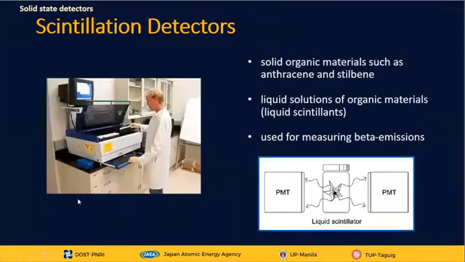Another type of scintillation detector can use organic materials such as anthracene and stilbene. These are liquid solutions of organic materials. We call them liquid scintillants. Here we have the scintillation material coupled with a photomultiplier tube. This type of detector is used for measuring beta emissions.